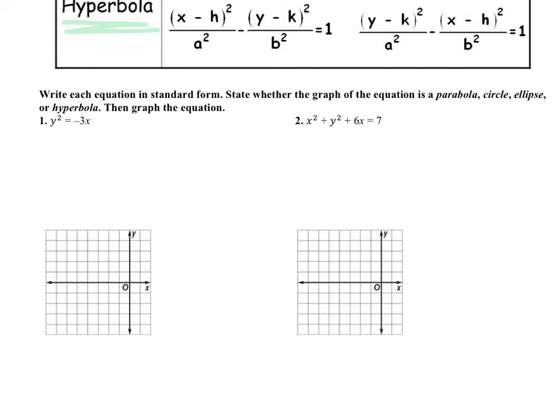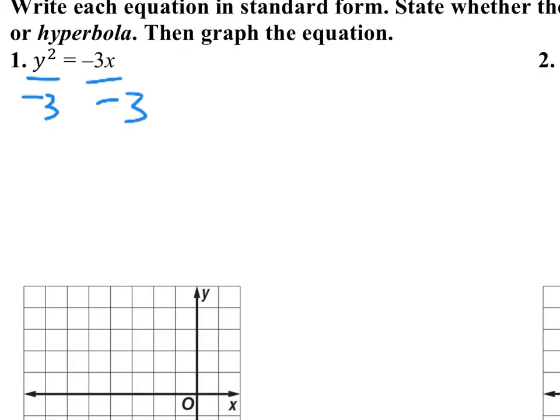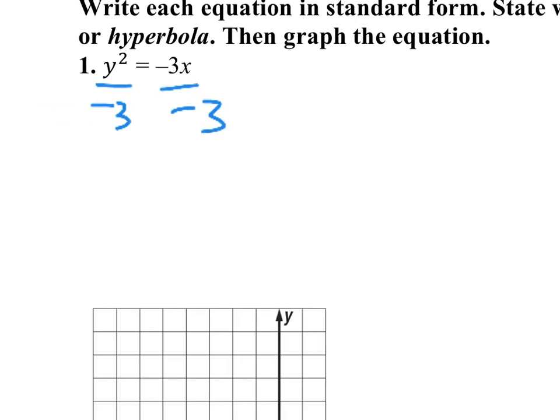So when you have a parabola, look at the top of the notes. You're supposed to solve for the letter that doesn't have a square on it. So because x is not squared, we're going to solve for x. We're going to divide both sides by -3. So that gives us -1/3 y squared equals x. And I'm going to move it around.